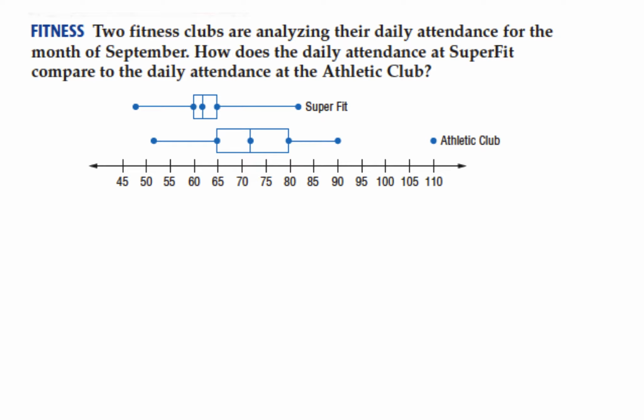Okay, let's look at 2 fitness clubs. They're analyzing their daily attendance for the month of September. How does the daily attendance at Superfit compare to the daily attendance at Athletic Club? Okay, there's a few things we could make a comparison. We could talk about which place has more people on average. And that would have to be Athletic Club because their box plot is to the right, the majority of it, than Superfit. They have this one day out here that was quite a bit higher than usual.